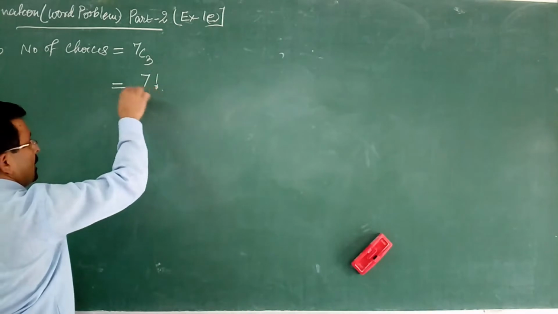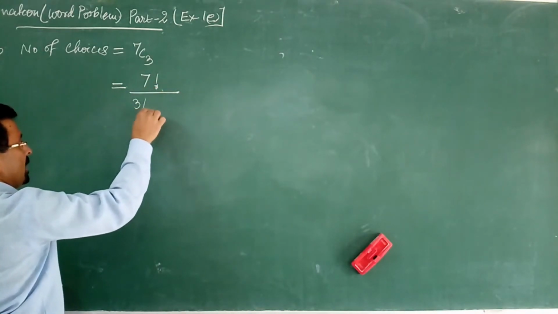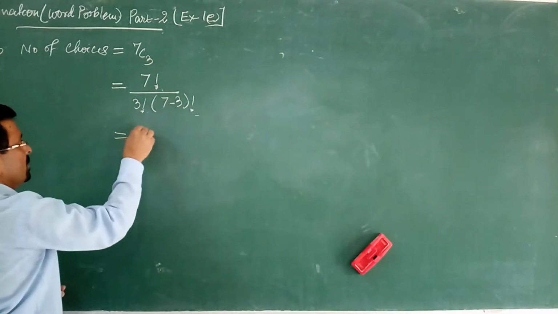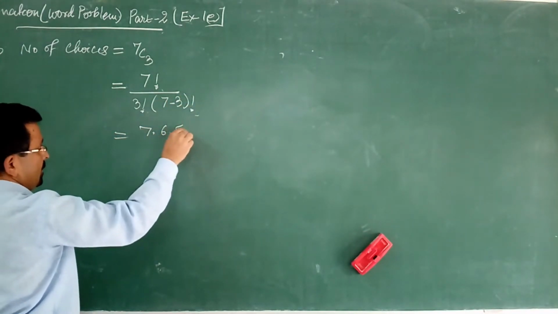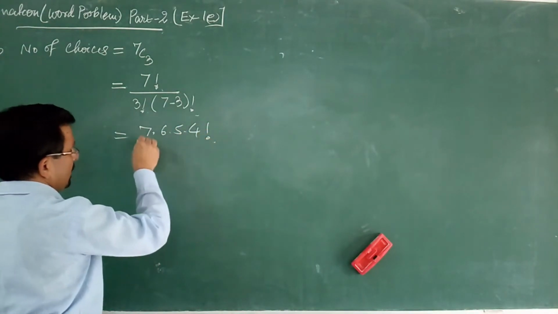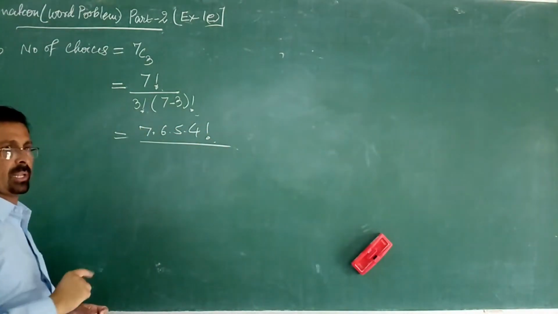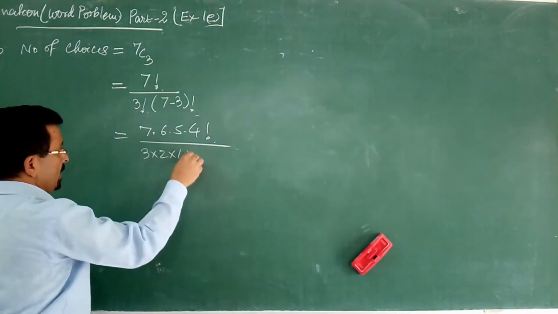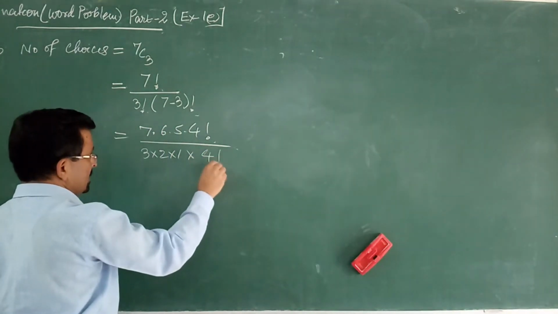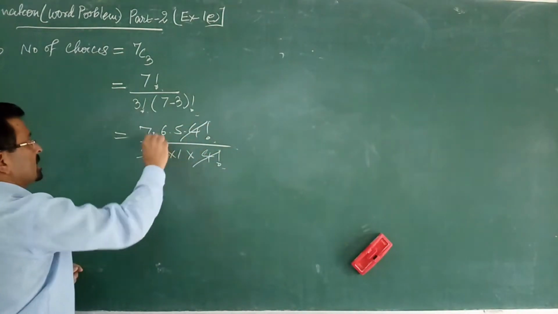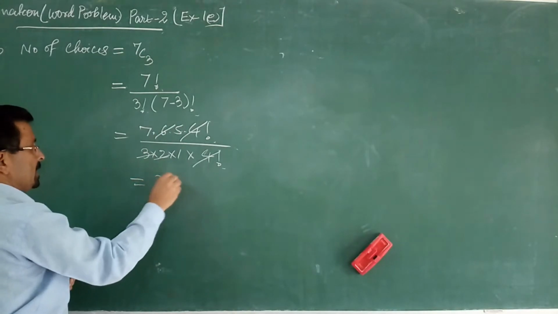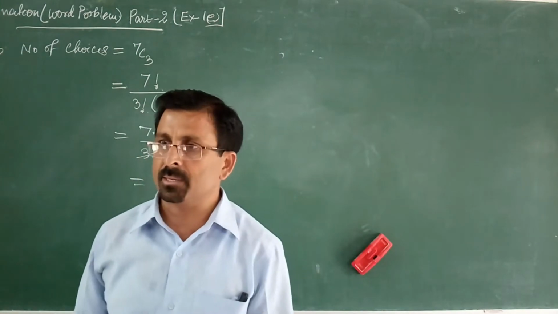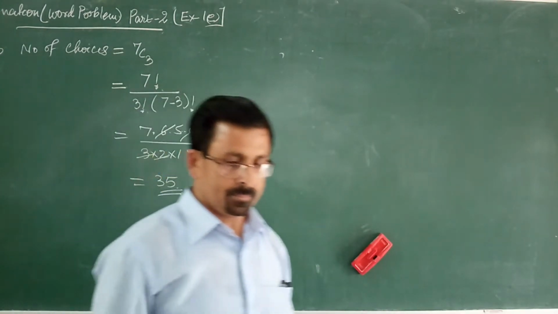7 factorial divided by 3 factorial into 4 factorial. The lowest factorial, 3 factorial, can be expanded: 3 into 2 into 1, into 4 factorial as it is. Now simplify, this is cancelled. 3 2s are 6, 7 5s are 35. We have 35 choices to select the remaining 3 subjects. Is it clear?